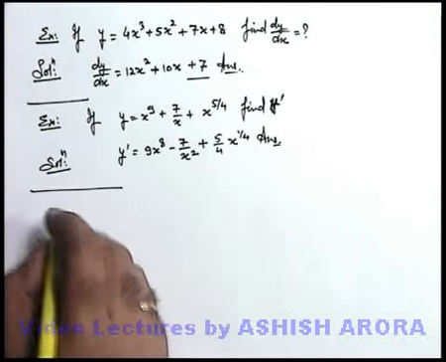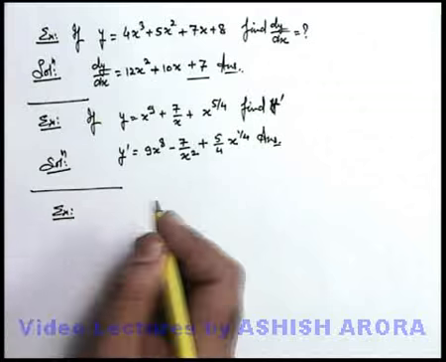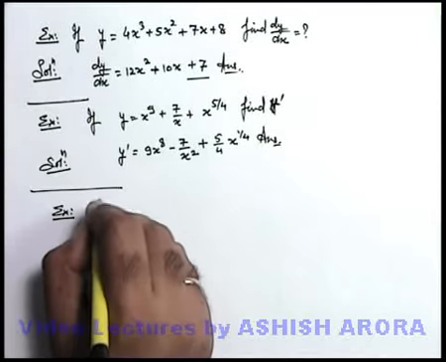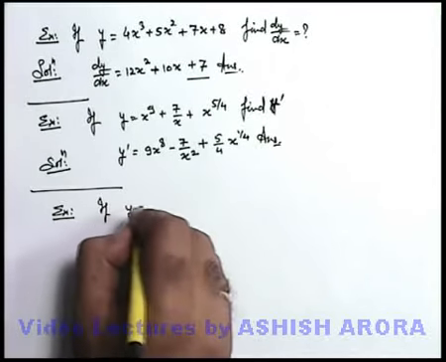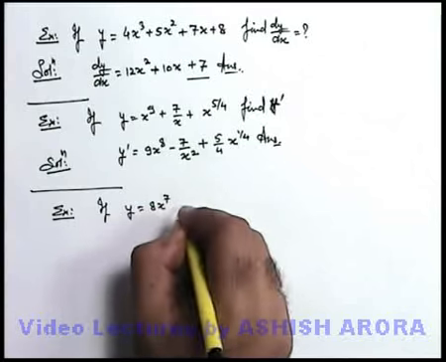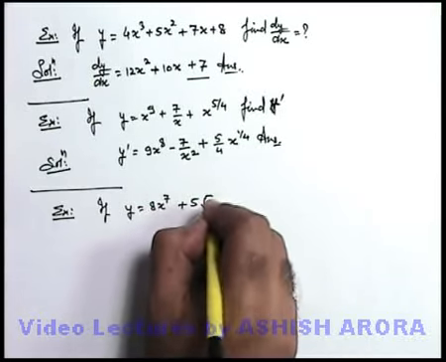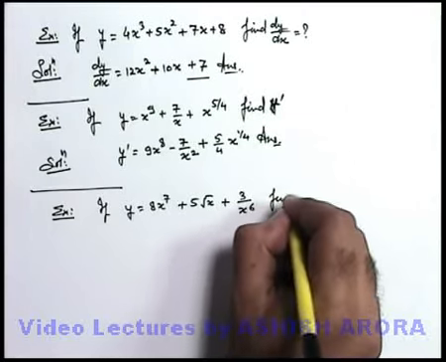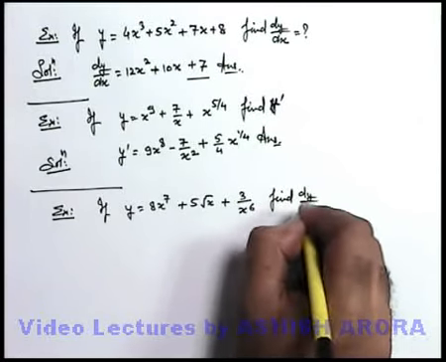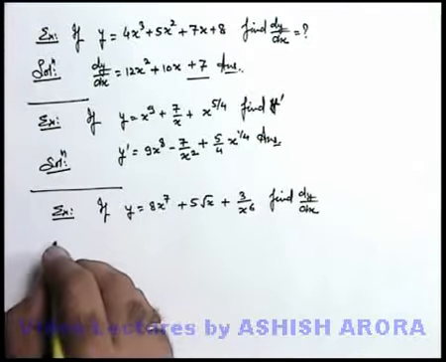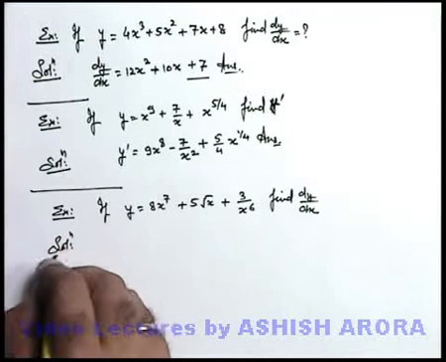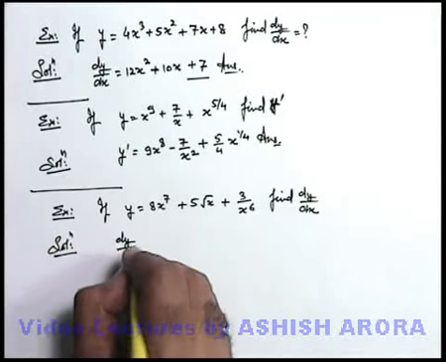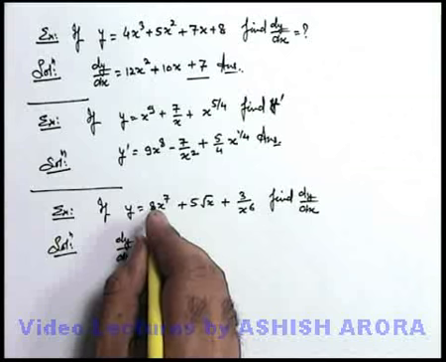Let's take one more example for the similar category. Like you are given, if y is equals to 8x to power 7 plus 5 root x plus 3 upon x to power 6, and we are required to find dy by dx. Now you can quickly apply the relations that we have studied. Here dy by dx will be equals to what?